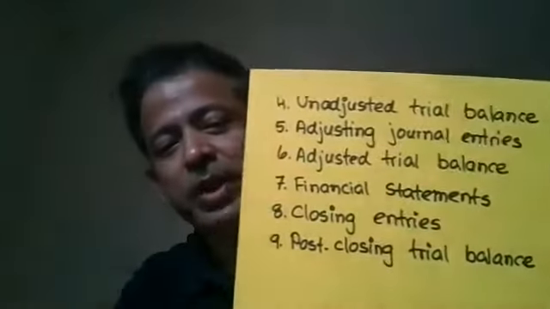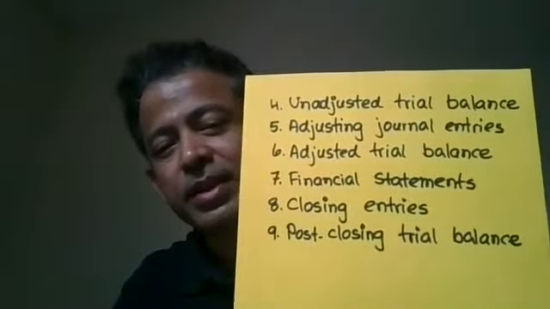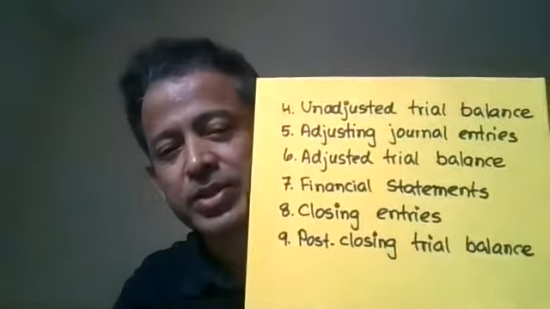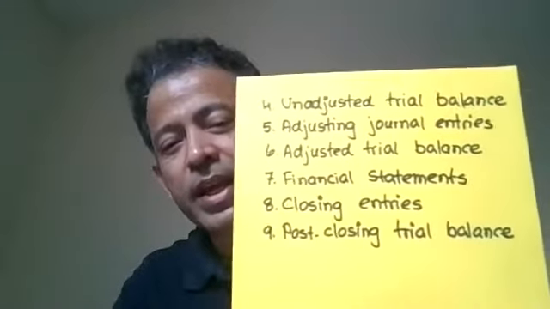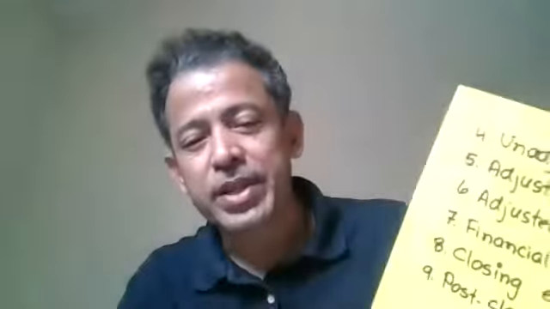Step number 4 is the unadjusted trial balance. You can see here. Then you have the 5th one, adjusting journal entries or the adjustment process. And that leads us to an adjusted trial balance, which gives us the perfect launching pad to prepare financial statements, which is the ultimate deliverable of the accounting information system.